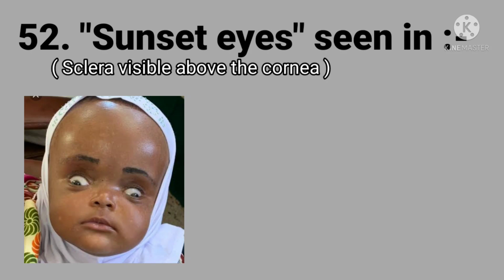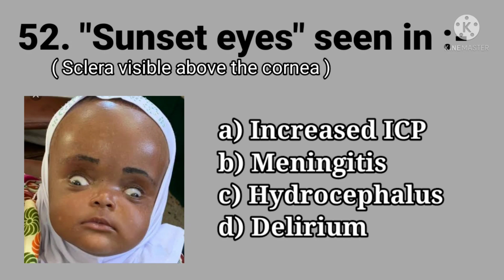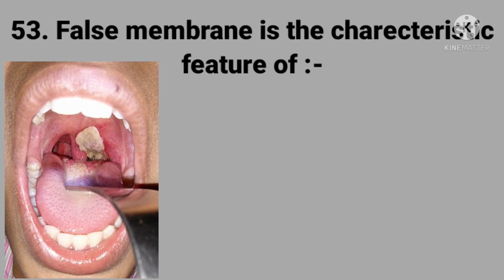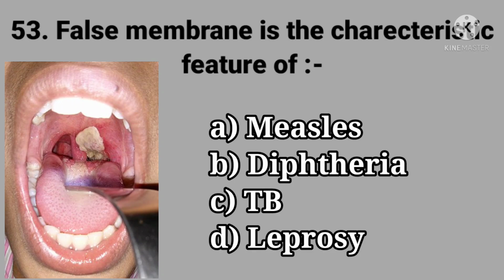The next question, sunset eyes seen in. The options are increased intracranial pressure, meningitis, hydrocephalus and delirium. Sunset eyes seen in. The sunset eyes means sclera visible above the cornea as seen in picture. The answer is hydrocephalus. Sunset eyes seen in hydrocephalus.